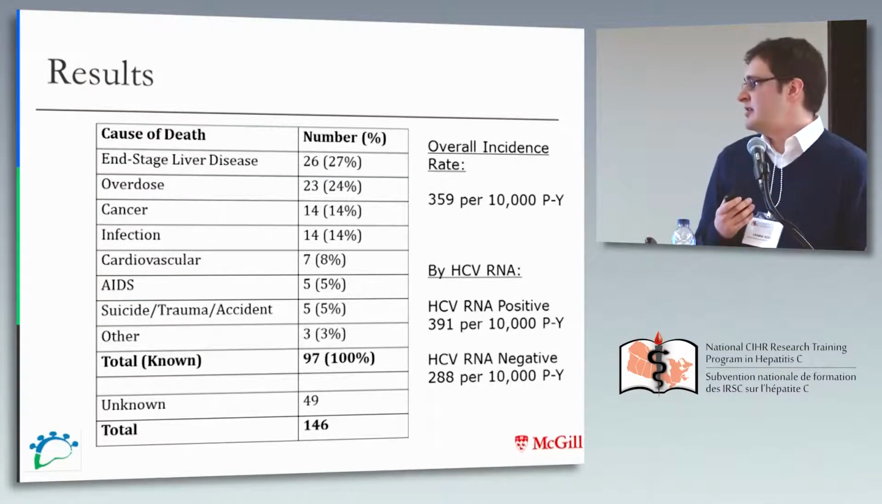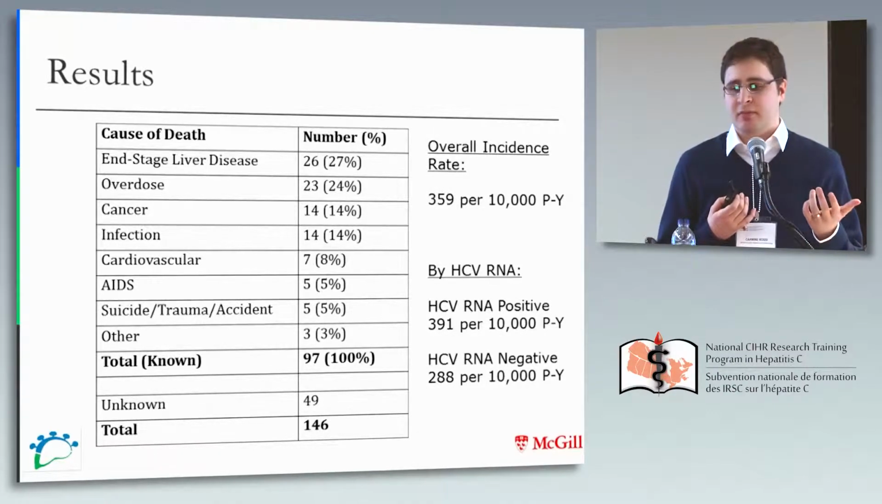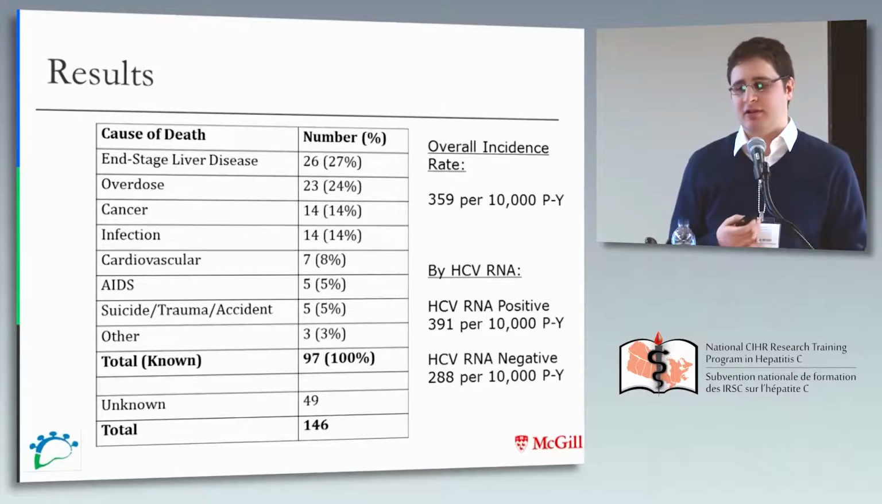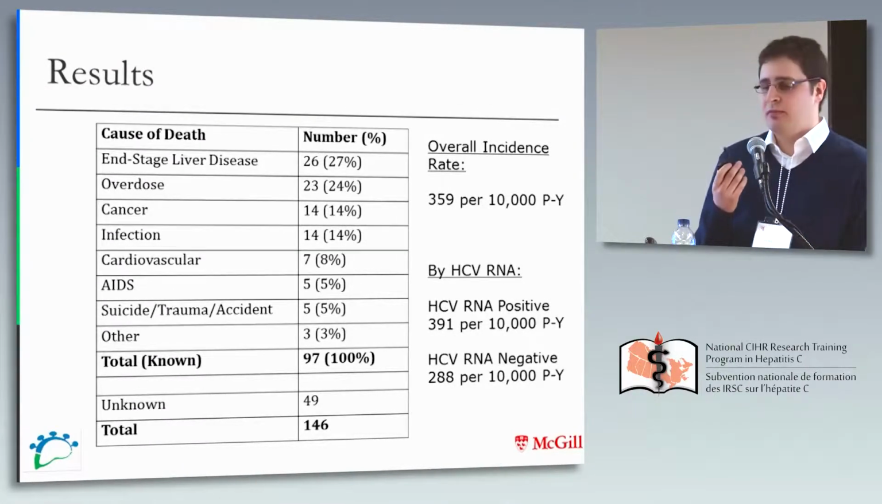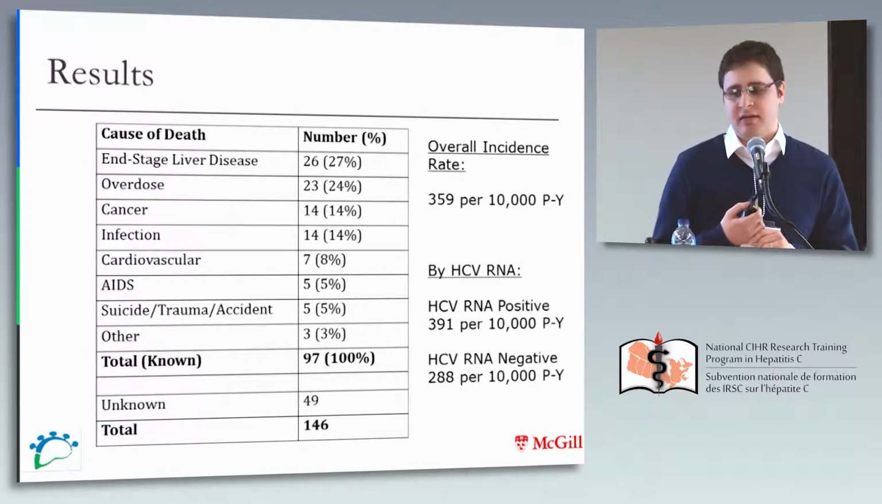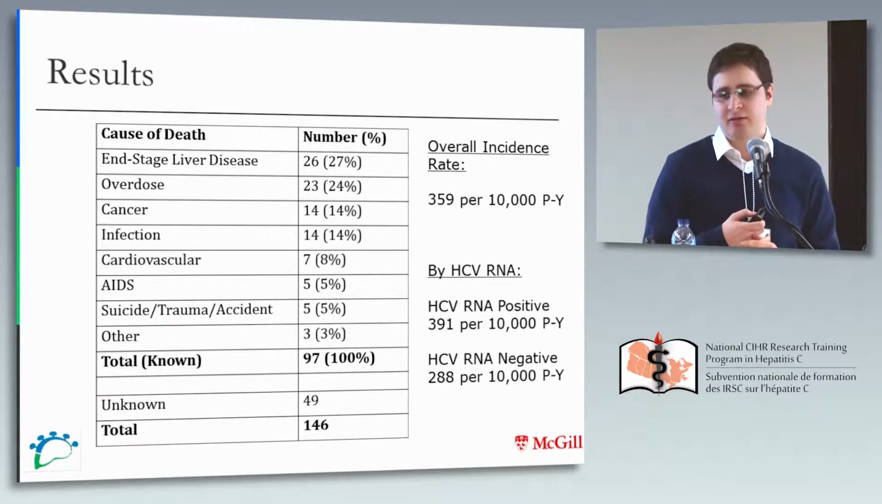So this figure shows the most common causes of death. Again, it was similar to what Dr. Klein showed this morning, but the data is more updated, so we have more causes of death, and I put them in order of the largest to the smallest, so it's easier to look at. There were a total of 146 deaths within our cohort. 97 of them had a known cause of death, and the most common ones were end-stage liver disease, overdose, but we also had a substantial number of deaths from cancer and bacterial infections.